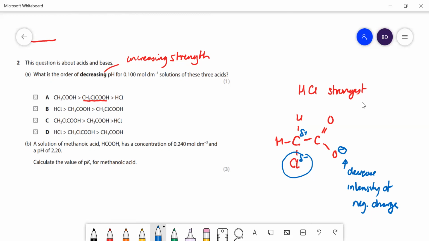And so what we were looking for then, the weakest acid of that lot is going to be ethanoic. The next one is a bit stronger, is chloroethanoic, and then the strongest one is HCl. So the answer is A.